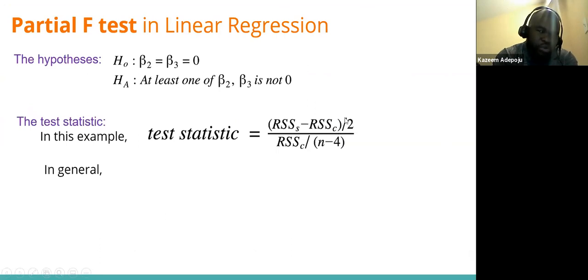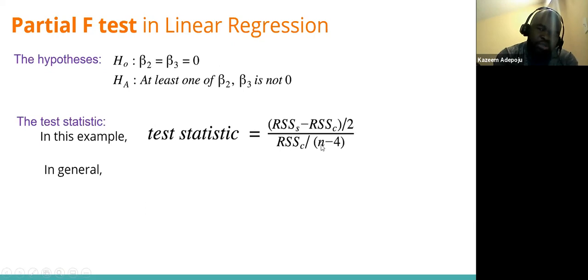Why am I dividing by 2? I'm dividing by 2 because the number of parameters under the hypothesis is 2. 1, 2. I'm going to say that again. Why am I dividing by 2? I'm dividing by 2 because the number of parameters under the hypothesis is 2. 1, 2. Okay, that's why you have 2.